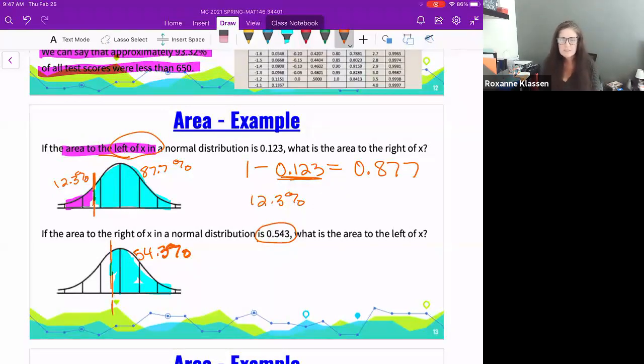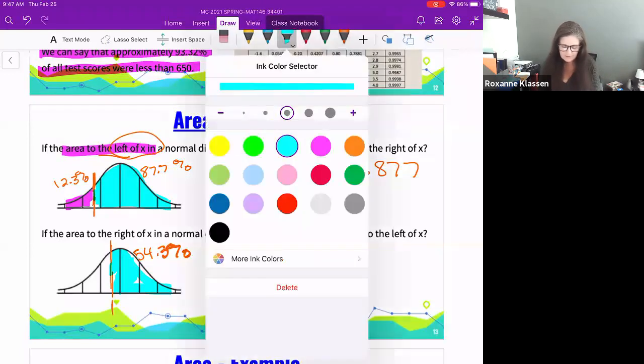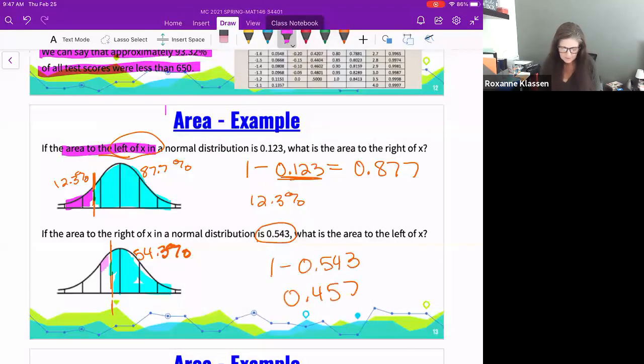So if we're finding the area to the left, it's not going to be negative. Don't be tricked, because it still has to be positive because it's a percentage. So when we do 1 minus 0.543 and we get 0.457, we're saying that the area to the left is just under 50%, right? About 45.7%.